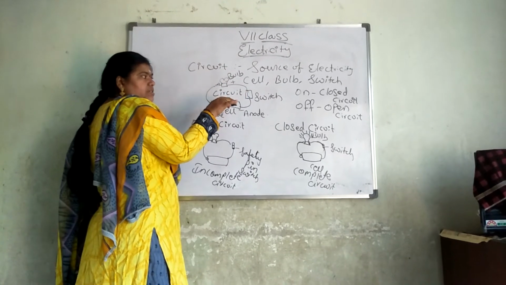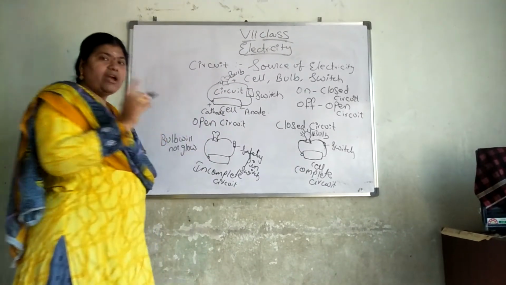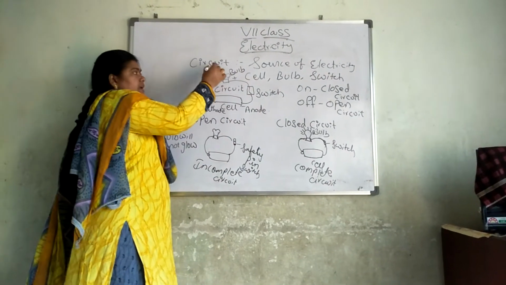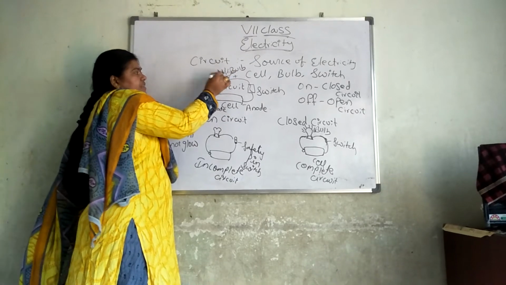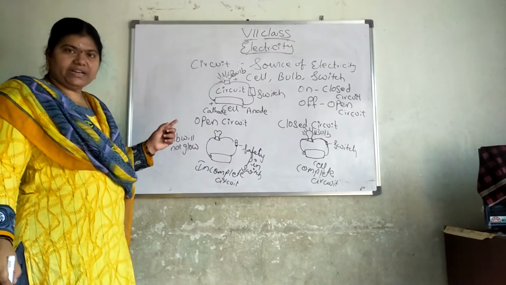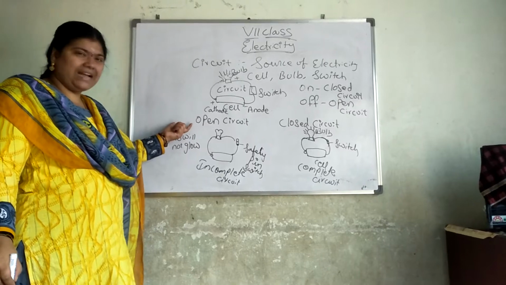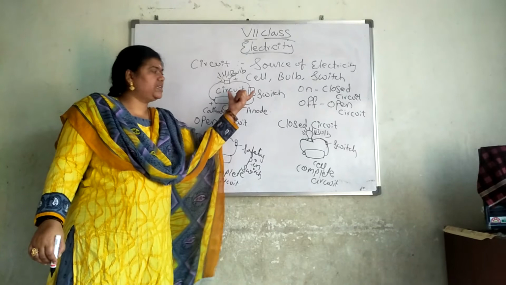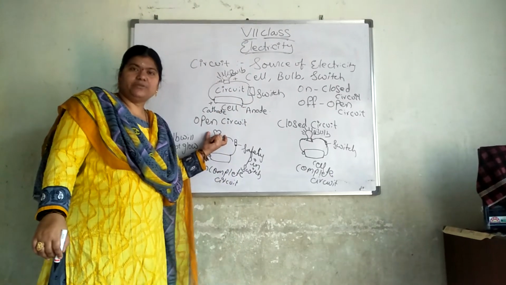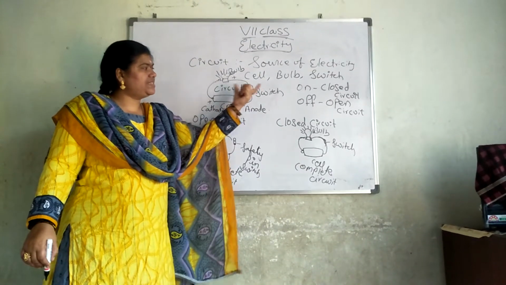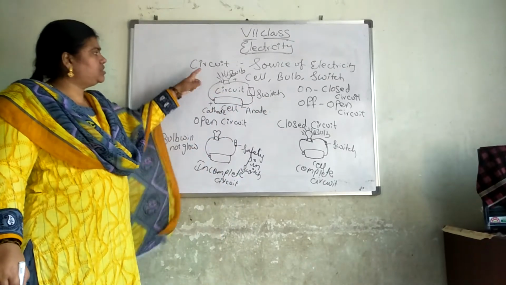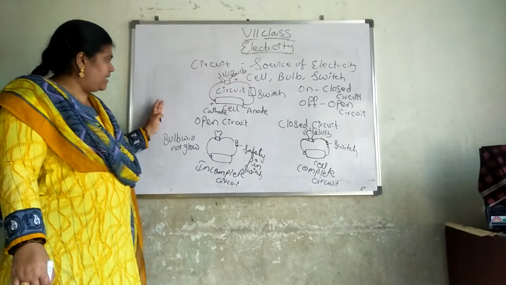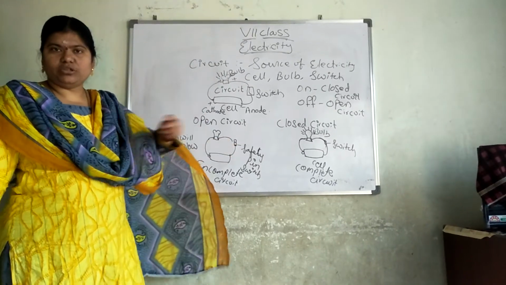When I on the switch, what will happen? If the circuit is a complete circuit, the bulb will glow. You can see here, if the circuit is not completed, if I off the switch, the circuit is incomplete, and we will say it is an open circuit. In the open circuit, the switch is in off position and the circuit is broken. If the switch is in on position, we will say it is a closed circuit and the bulb will glow. Did you understand what is a circuit? Source of light, and what is an open circuit, and what is a closed circuit.